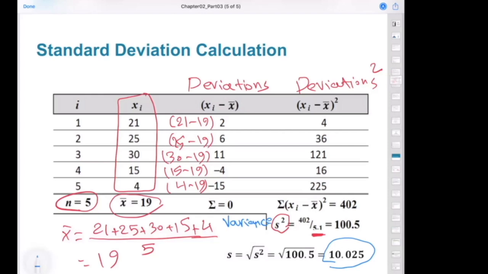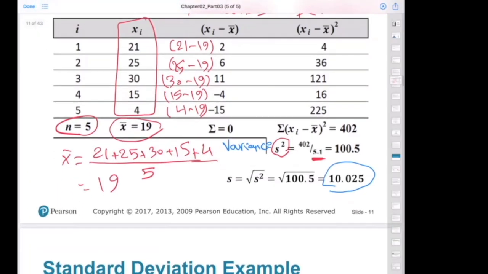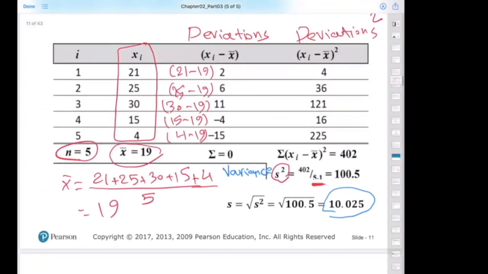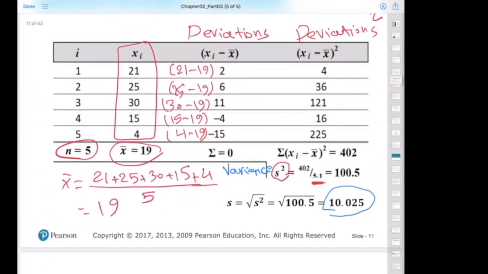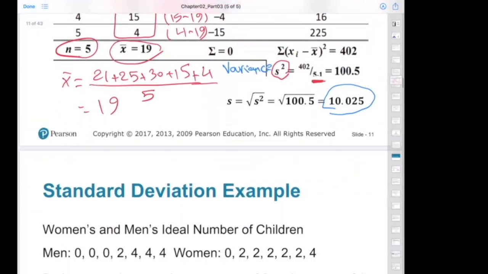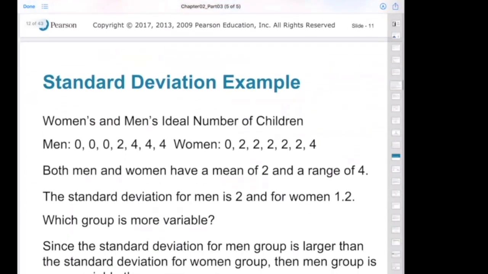So this is the way of calculating the standard deviation by hand. Don't forget that. Actually, it's better to do it by the table, as you can see here, than without a table. It's more organized. You will not make any calculation mistakes or something like that. So it's more organized than anything else.